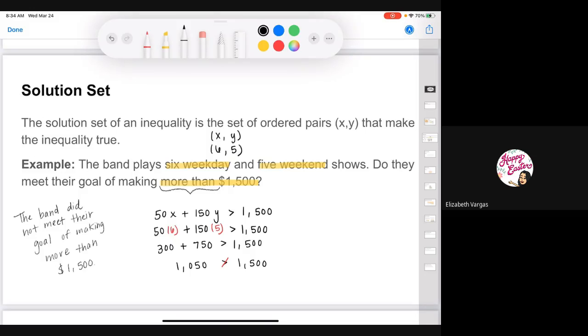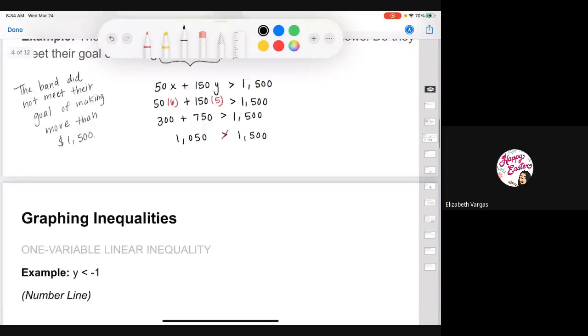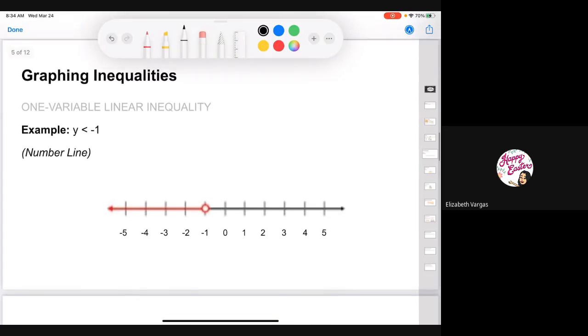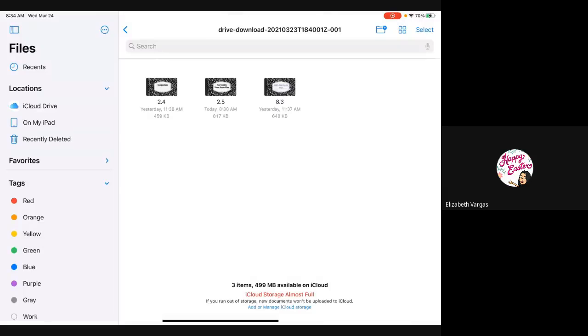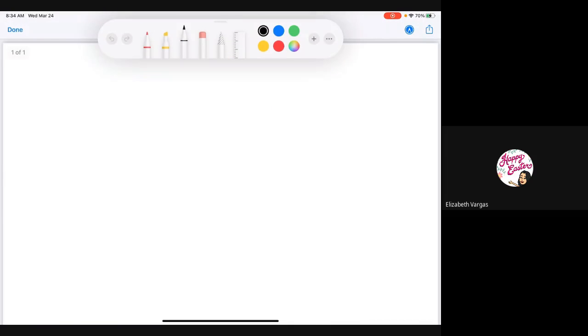Okay, so basically the solution set allows us to plug in our solution, our X and Y's, into our inequality to solve to see if that is an accurate solution to our inequality. All right. So now we're going to look at graphing inequalities, and we can graph inequalities in a number line or in a coordinate grid. But before we do that, I just want to do a quick review of what inequalities mean.